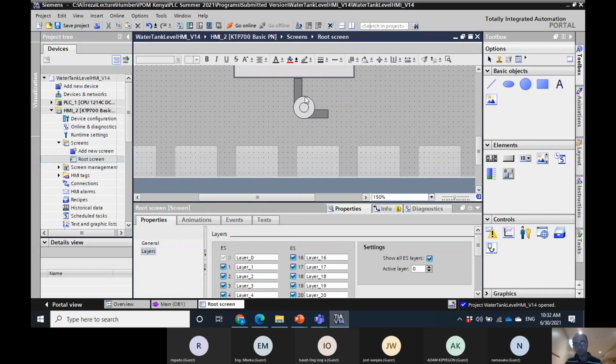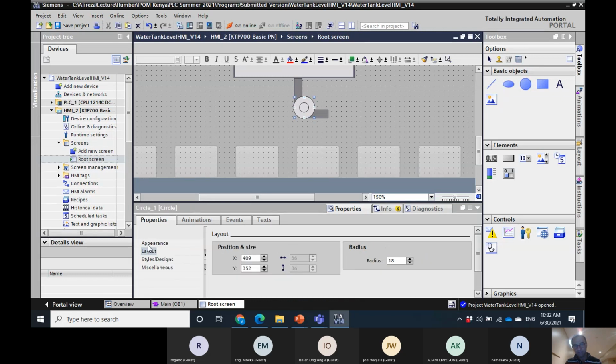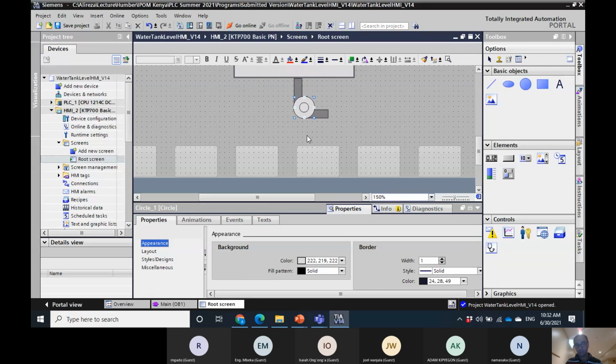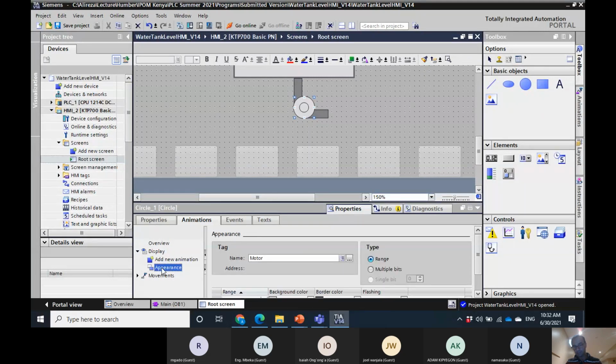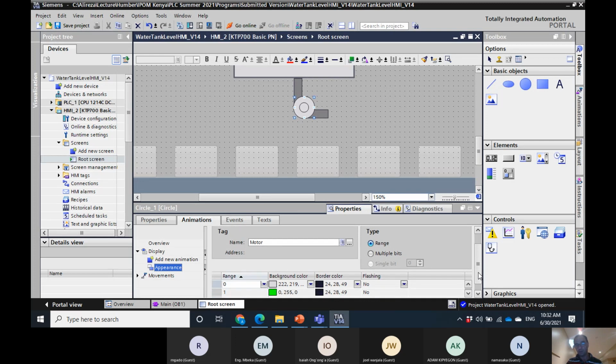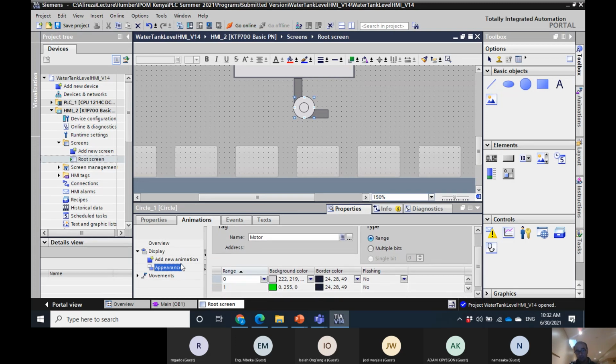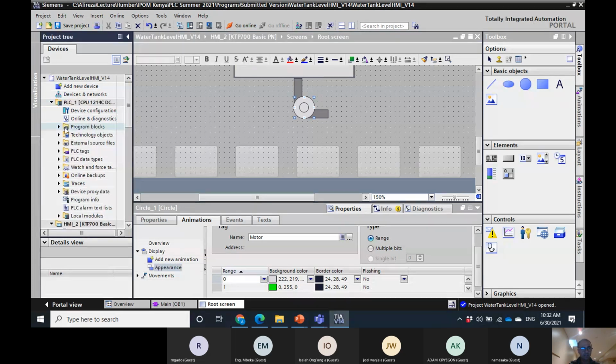Okay. Here you can see, for example, this circle. Here are the properties of that: the position, the radius, the appearance, the color. Under the animation display, this is something that I define, and it is explained how to define that, so I'm not going to go through the detail. But you see that under the appearance, it is connected to the motor. The motor is the variable Q0.0, I think. Yeah, it was Q0.0.